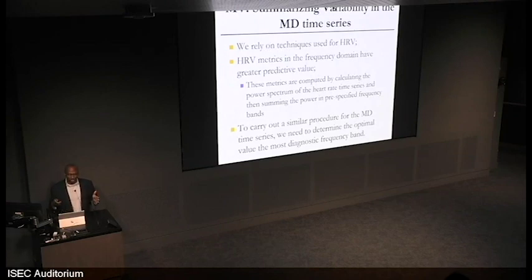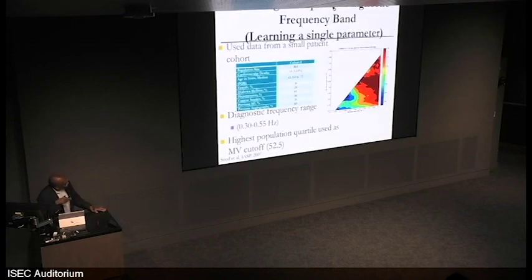So a very simple problem. We want to find the optimal diagnostic frequency band. It's learning from a single parameter. We have a small data set, at least in the cardiovascular world, of 861 patients who all presented with an acute coronary syndrome. We can compute the morphologic distance for all of them, look at all possible frequency bands in a heat map, and look at which one has the most predictive power as determined by the area under the curve. So we've learned our one parameter.